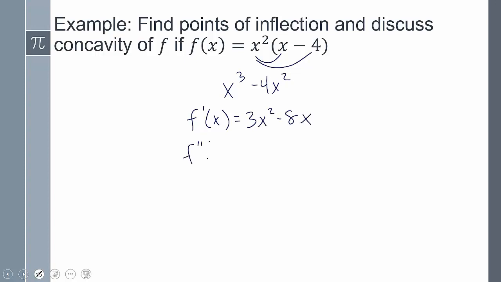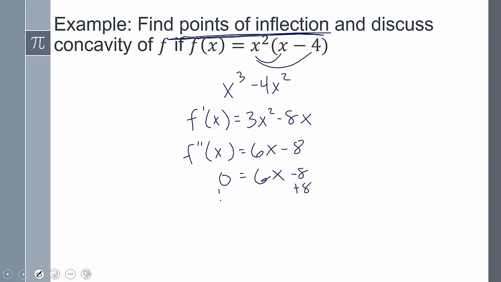And then I take the second derivative, because it says points of inflection, so I need to think to myself second derivative. I'm going to get 6x minus 8. Now I can set that equal to 0. Add 8 to both sides, so 8 equals 6x, divide both sides by 6. 4/3 equals x. So this is the value of x at which I get the inflection point.